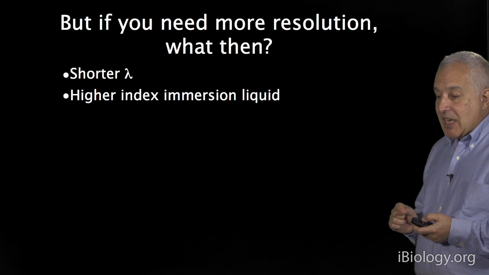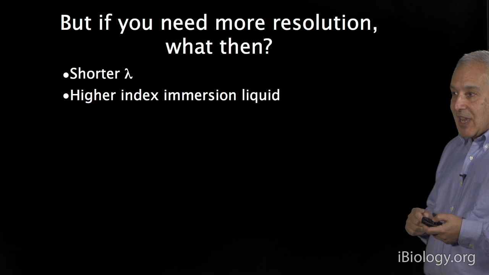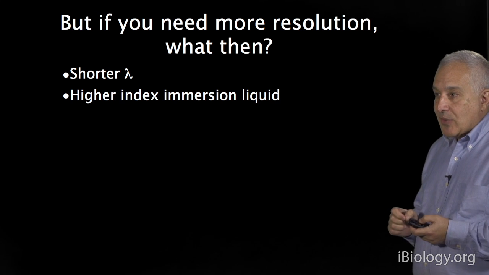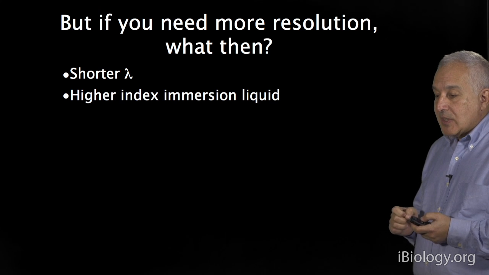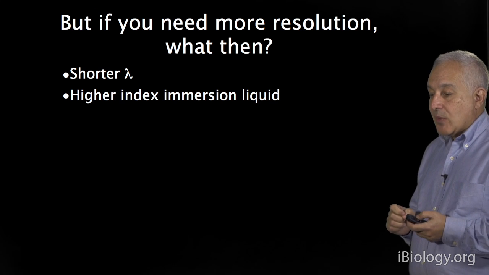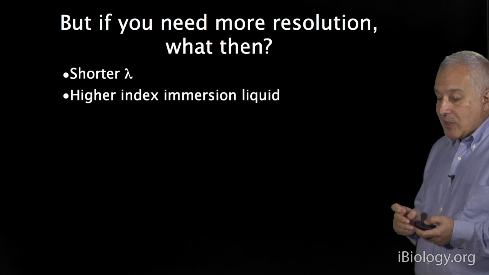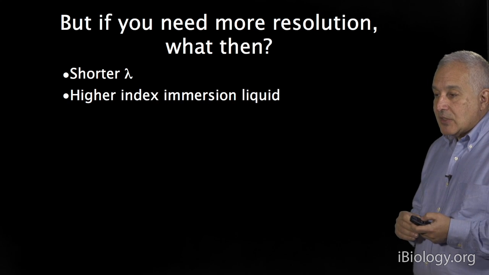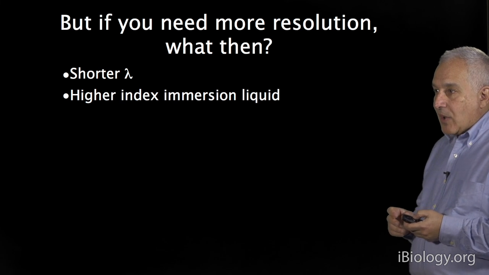If that's not enough, you can keep going to higher index of immersion liquids, because in 0.61 λ over NA, the NA term is related to the index of refraction times the half angle. The higher the index of refraction, the higher the resolution. So oil is better than glycerin, and glycerin is better than water, and water is better than air. And there are even some very esoteric oils that allow you to push into very, very high numerical apertures. They're stinky oils, not very easy to obtain, but there are things you can do.